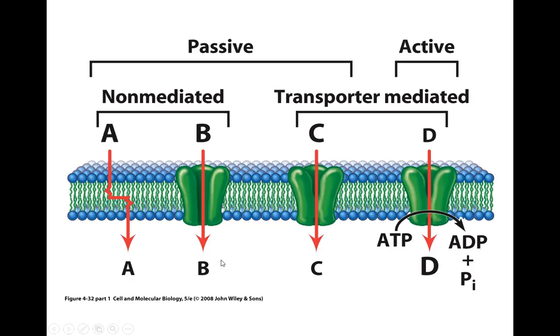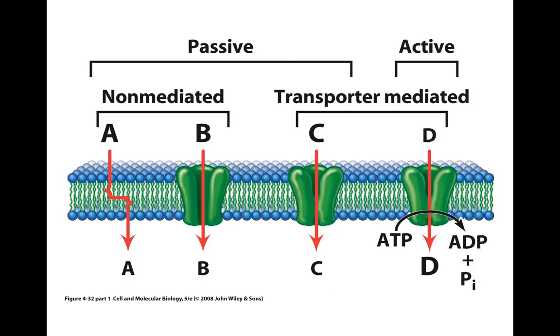So if inside the cell we have a lot of glucose, the transporter will move the glucose to the outside of the cell. But if we have a lot of glucose outside of the cell, the transporter will move the glucose inside of the cell. So this glucose transporter, which is an example of facilitated diffusion, works very, very similarly to an enzyme.